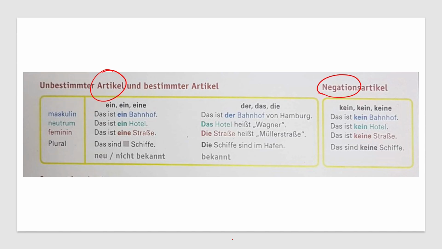This is basically a wrap up of indefinite and definite articles. Das ist ein Bahnhof, das ist der Bahnhof von Hamburg. Das ist ein Hotel, das Hotel heißt Wagner. Das ist eine Straße, die Straße heißt Müllerstraße. Das sind Schiffe, die Schiffe sind im Hafen. So when you are referring to something new or something which is not known, it is ein, and if you are referring to something known and definite, it is das, die or der. And then German also has the Negationsartikel, kein or keine, and it works just like ein.